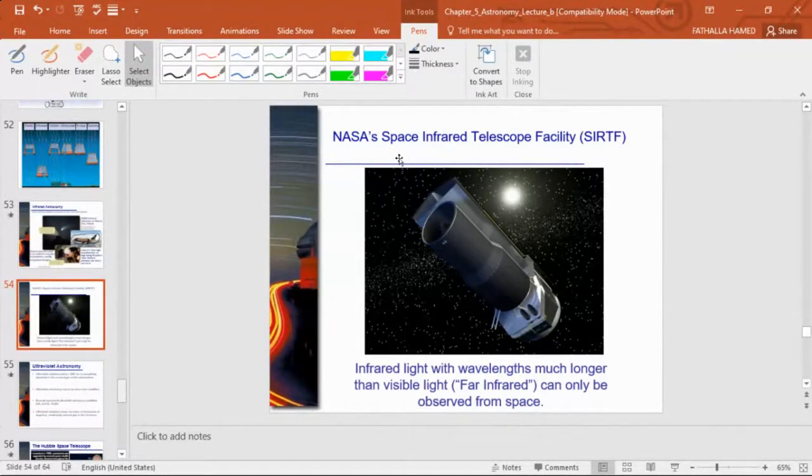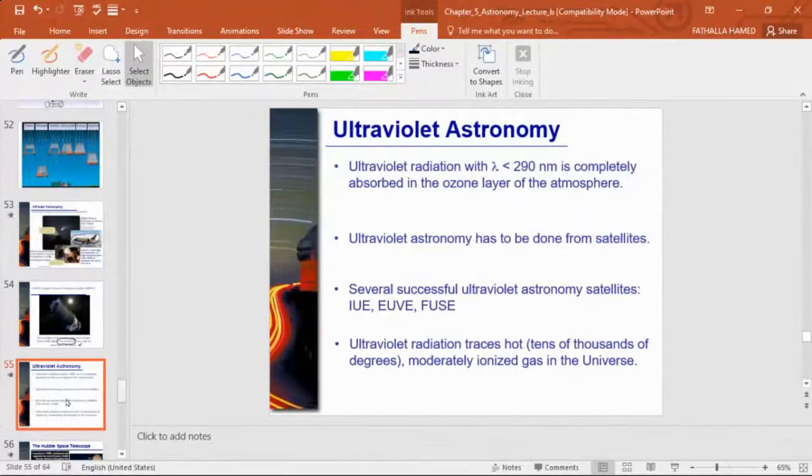This is NASA's Space Infrared Telescope Facility, abbreviated as SIRTF, and it looks at the far infrared radiation, which has to be done from a satellite in space. When we talk about ultraviolet astronomy, we are looking at wavelengths smaller than 290 nanometers. These are completely absorbed by the ozone layer in the atmosphere.